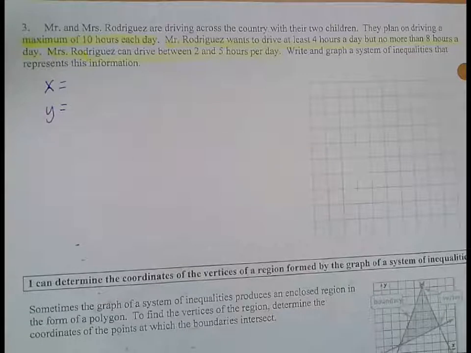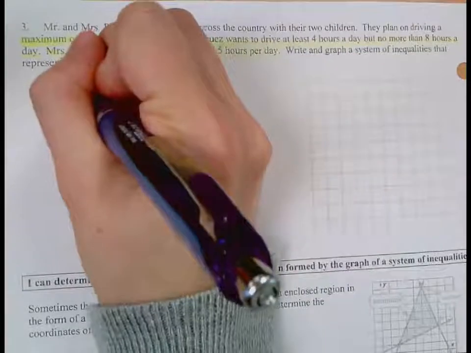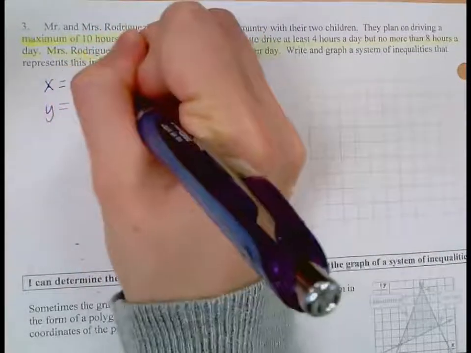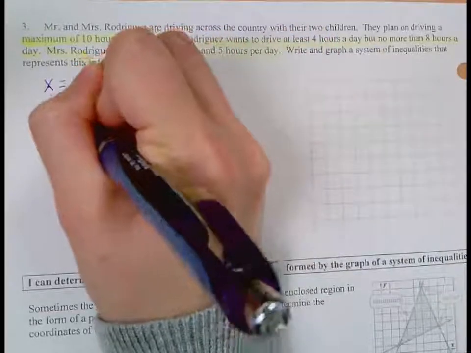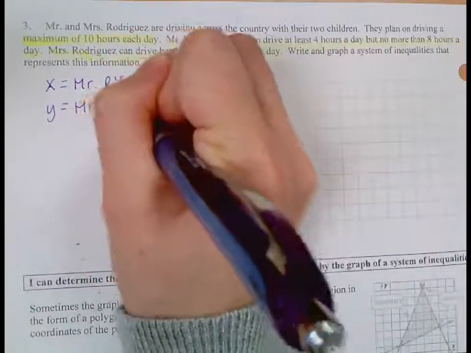So, how many hours? x and y are both going to be a number of hours, but specifically what? The 2 things we don't know is exactly how many hours Mr. Rodriguez would drive and Mrs. Rodriguez would drive. So x could be Mr. R's hours, and then y Mrs. R's hours.